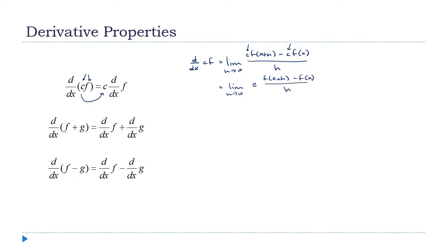But now I'm going to use the limit property. We have a limit property that says you can bring that constant out in front. So this is c times the limit as h approaches 0 of f of x plus h minus f of x all over h. But this right here, that's just the derivative of f. So this is c times the derivative with respect to x of f. And the other two work exactly the same way. They're all based directly on the corresponding limit property.